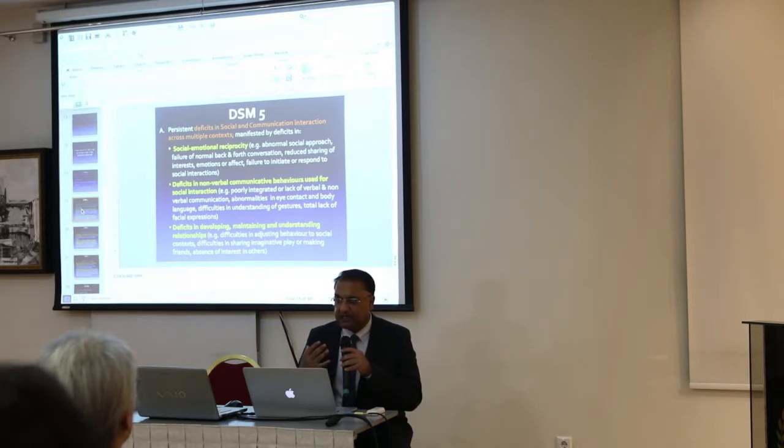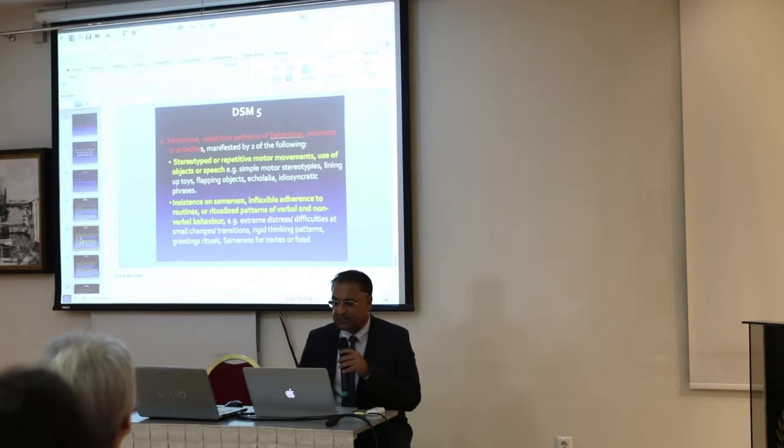They actually have difficulties in understanding gestures. And sometimes their facial expressions can be completely absent. And then they have difficulties in adapting and adjusting to social behavior or context, and sharing this with other people. So these are the issues to do with social and communication interactions.